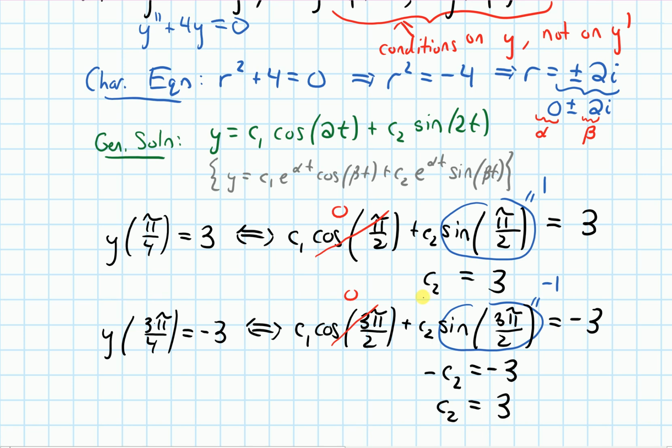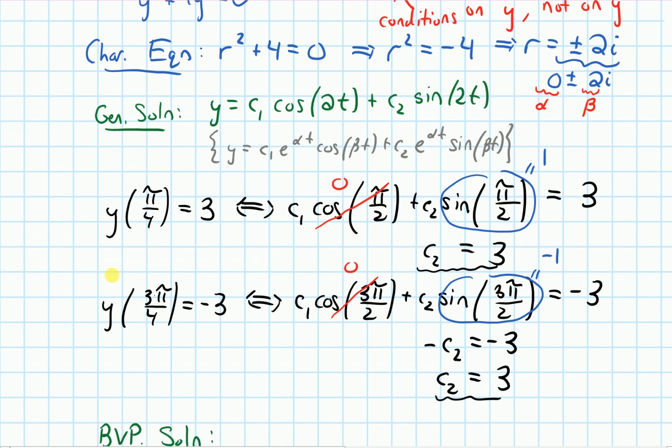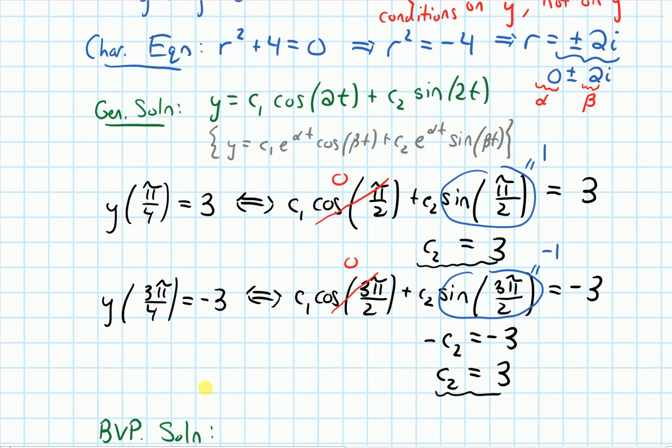So actually, we've gotten the same thing twice. We got c2 equals 3 here, and we got the same thing here. But we have no information at this point about what c1 is. So what that means is that c1 is actually free. It is a free variable. It could be whatever we want.